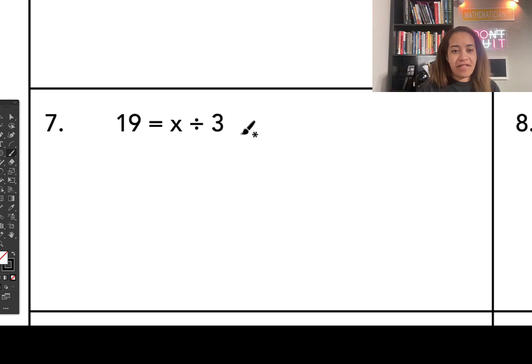Here is number 7. Always find your variable and pay attention to the sign that you see. We see division, so we need to do the opposite to both sides. The opposite of division is multiplication. So we're going to multiply times 3 on both sides of the equal sign. That makes the 3's cancel, and we will have the x all by itself on the right side. And then on the left side, 19 times 3 gives us 57.